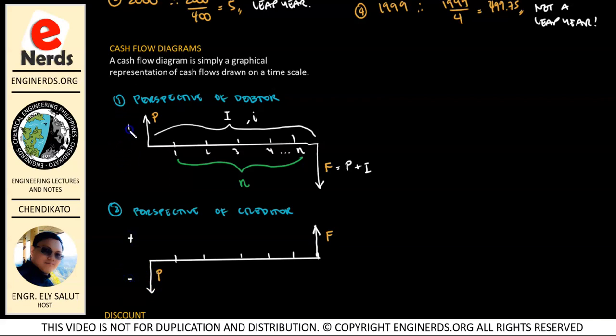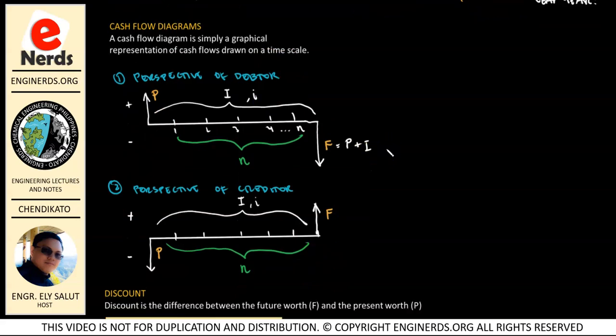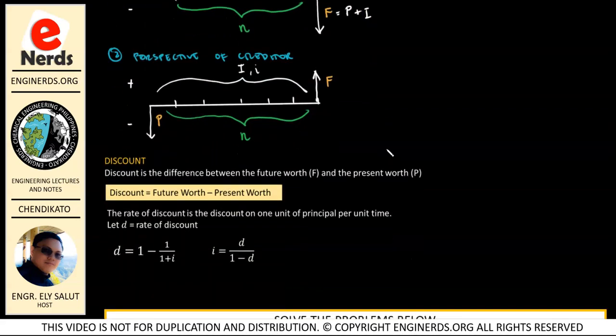So, the same way here. Okay, so again, itong ating length of time here will be our N, kung ilang years ba yung nangyari before the debtor paid for his loan. And then during that time, we have our interest based on the interest rate I. Okay? So, ganyan natin siya i-drawing. So, i-apply natin yan sa ating mga problems para makita natin.